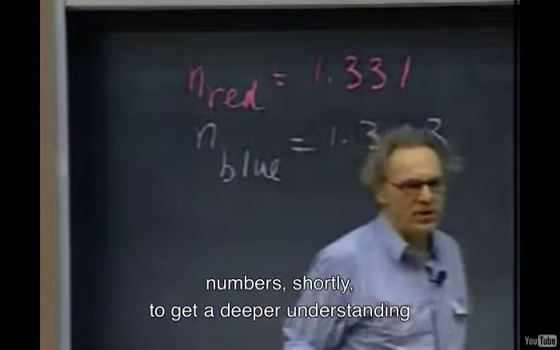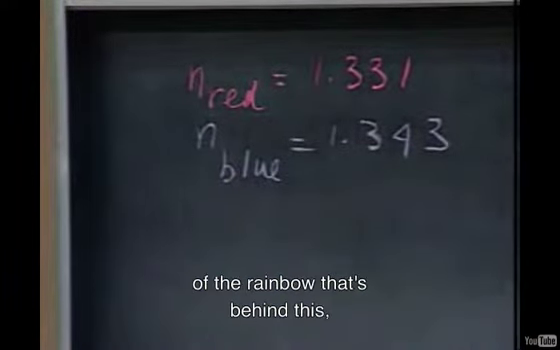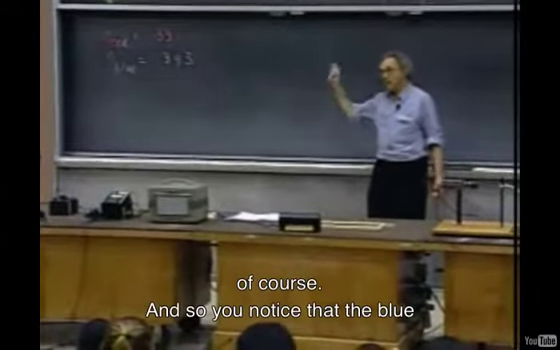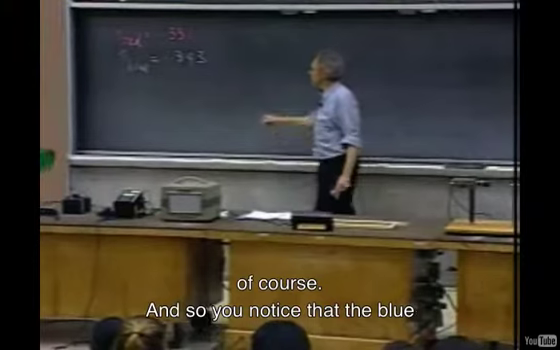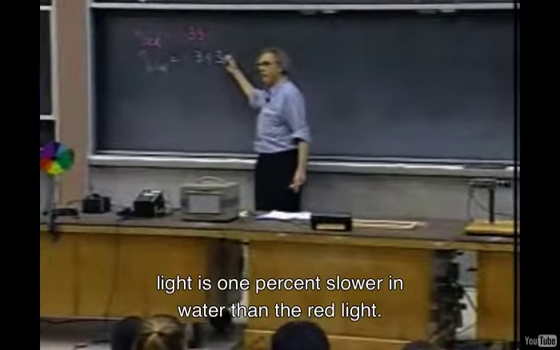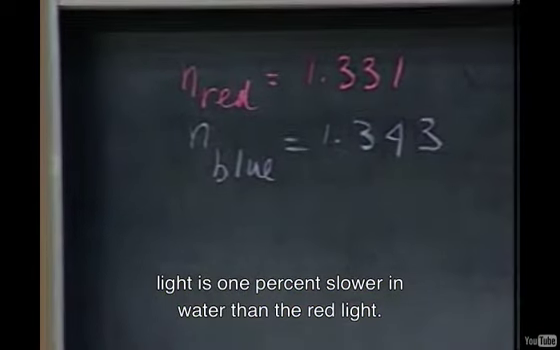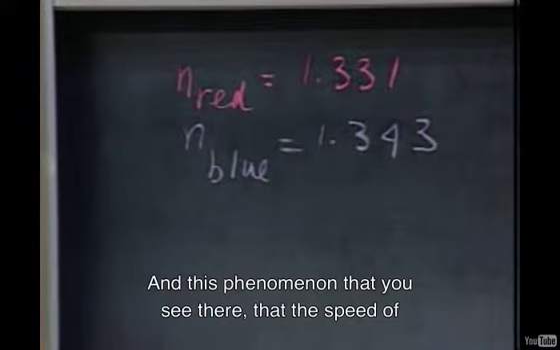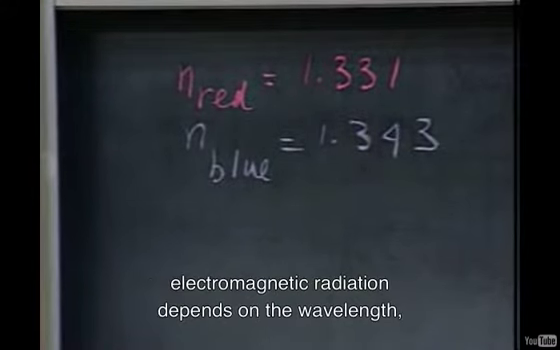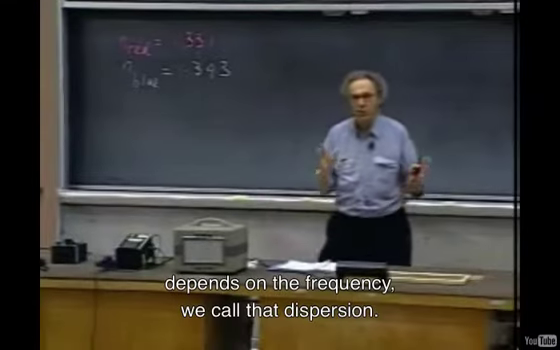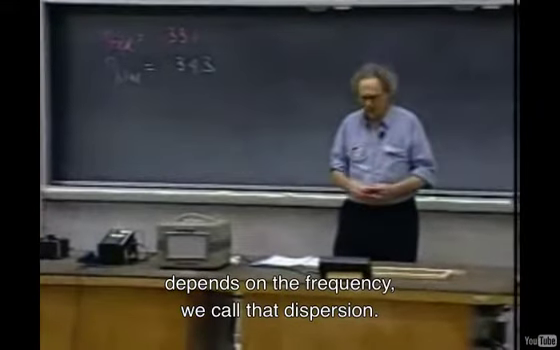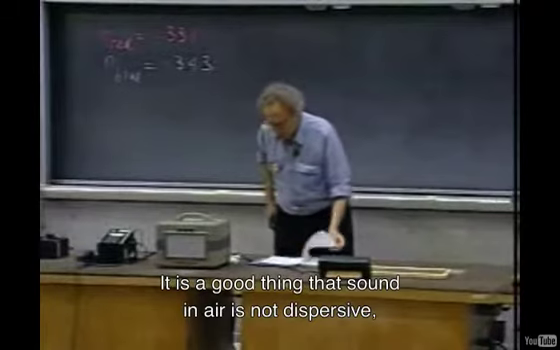And we're going to use these numbers shortly to get a deeper understanding of the formation of the rainbows that's behind this, of course. And so you notice that the blue light is 1% slower in water than the red light. And this phenomenon that you see there, that the speed of electromagnetic radiation depends on the wavelengths, depends on the frequency, we call that dispersion.